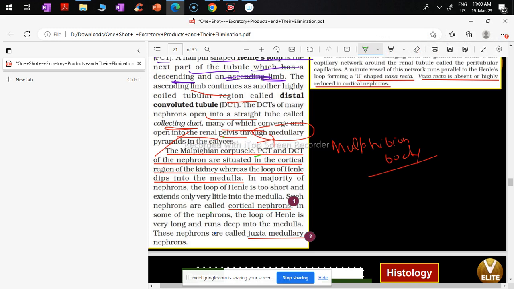So in a majority of nephrons, this is important. What is the difference between, underline these two points, cortical nephron and juxtamedullary nephrons.